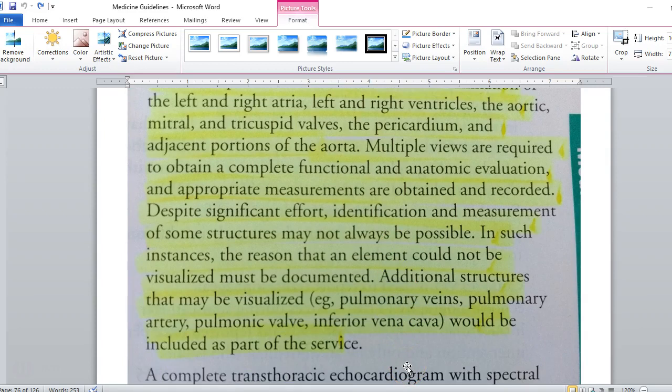In such instances, the reason that an element could not be visualized must be documented. So just like in regular radiology, if we can't see something, it must be documented why we can't see it. Additional structures that may be visualized include the pulmonary veins, pulmonary artery, pulmonic valve, and inferior vena cava would be included as part of this service. So these are all the different parts of the heart and great vessels that are included.